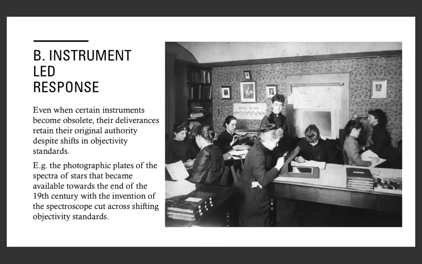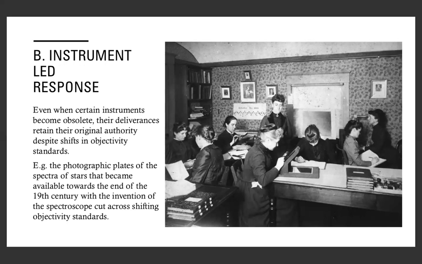stellar spectra, which is another example by which I mean to show that the significance and integrity of data produced by instruments can be retained despite shifting objectivity standards. So the idea is that even when certain instruments become obsolete, their deliverances retain their original authority despite shifts in objectivity standards. And I'm not sure how much time I have, but I want to move on to theory-ladenness too.